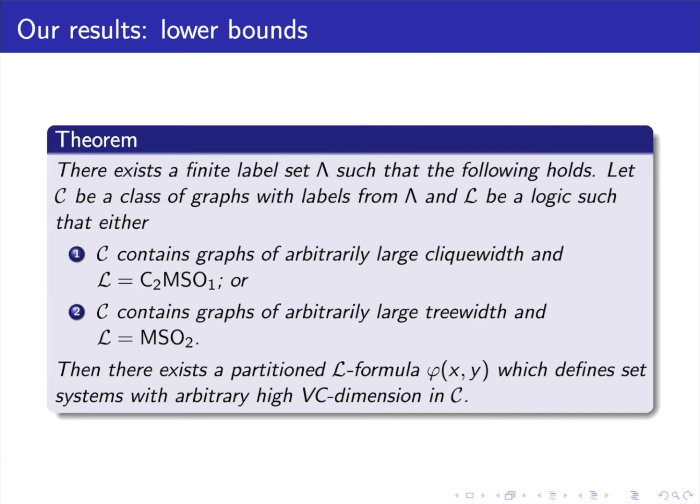So what we say now is that if there exists a finite label set lambda, and we have a class of graphs labeled by that label set, and the assumption here is that every coloring of the graph using those labels is in the class, and we define L to be some logic, and C contains graphs that have arbitrarily large clique widths and the logic is CMSO1, or C contains graphs of arbitrarily large tree width and the logic is MSO2, then we can define a formula phi in each of those corresponding logics that defines set systems of arbitrarily high VC dimension in that class. In particular, having unbounded VC dimension means that you cannot have a bounded VC density, by the Sauer-Shelah lemma.